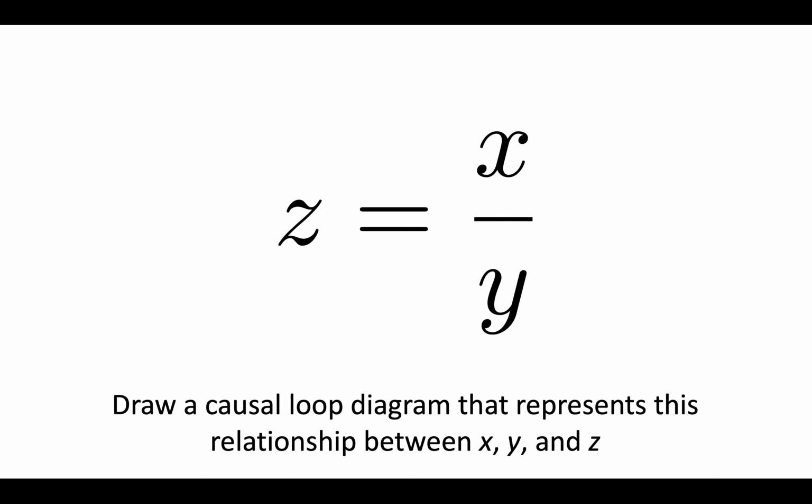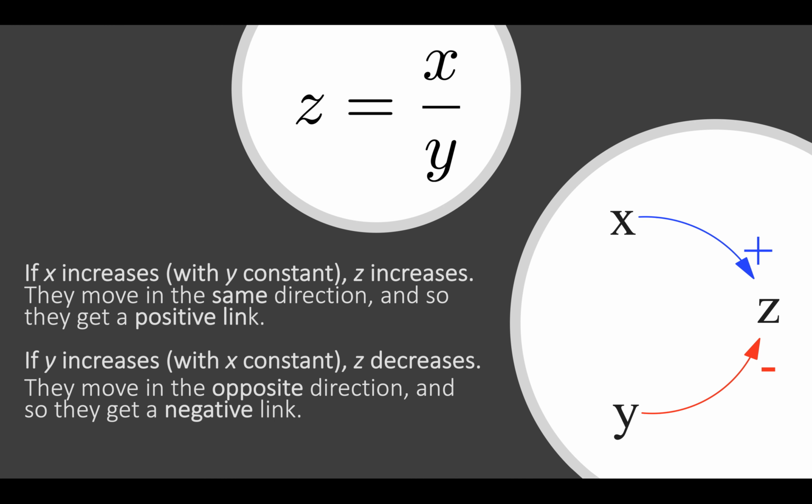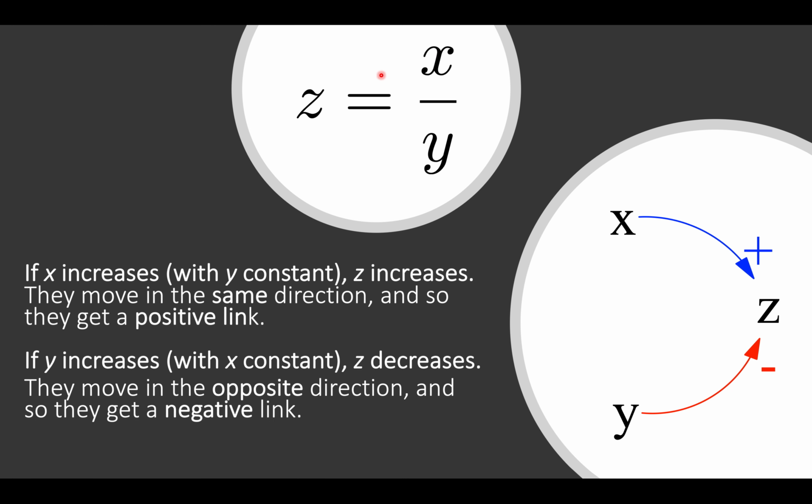All right, next problem. So I can give you something more abstract like this ratio, where I say z is equal to x divided by y, and I want you to draw a causal loop diagram representing this relationship between z, x, and y. So what might that look like? Well, I know that z depends on x and y, but x and y do not depend on z. So I draw these causal links, x to z, that represents that z depends on x, and y to z, z depends on y. And I know that if I increase x, then I will end up getting an increase in z.